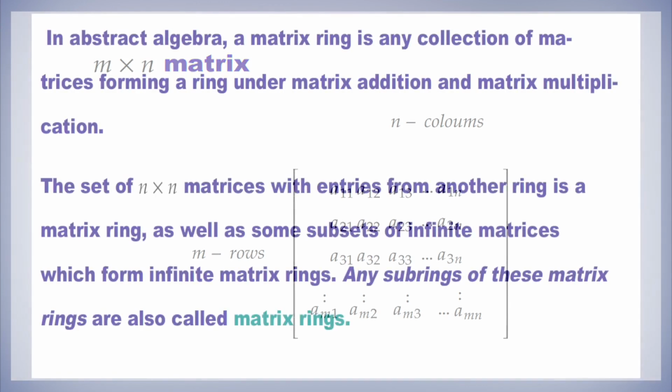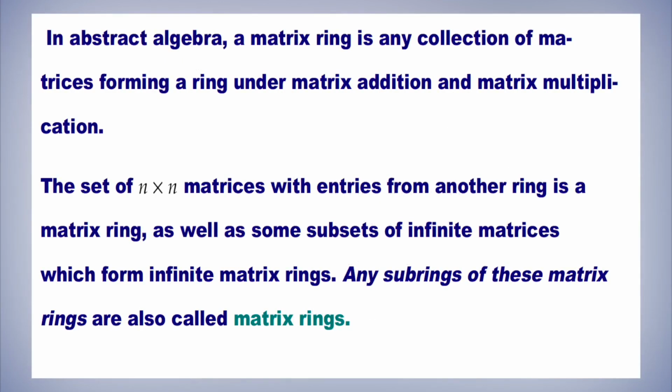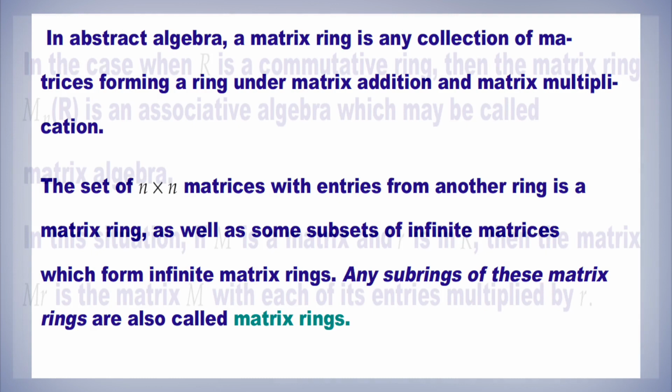In abstract algebra, a matrix ring is any collection of matrices forming a ring under matrix addition and matrix multiplication. The set of n by n matrices with entries from another ring is a matrix ring, as well as some subsets of infinite matrices which form infinite matrix rings. Any subrings of these matrix rings are also called matrix rings.